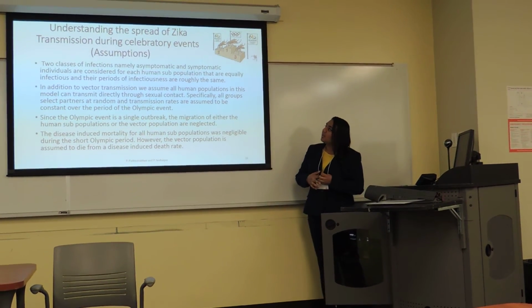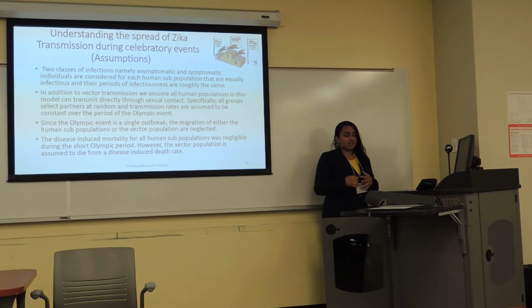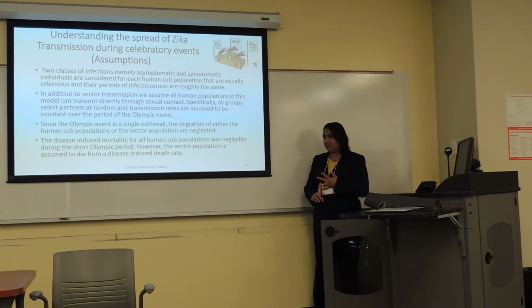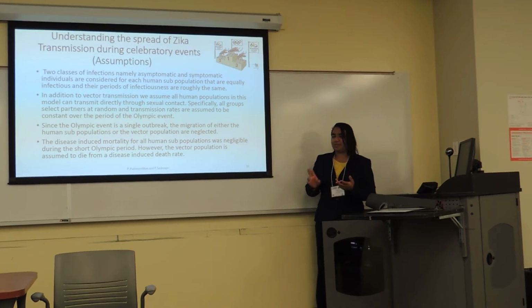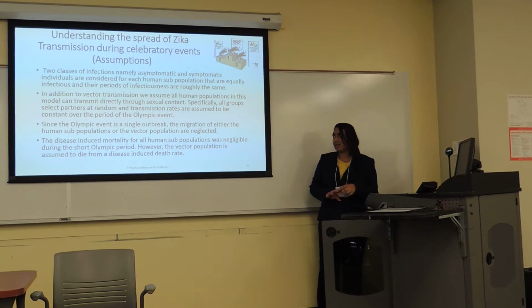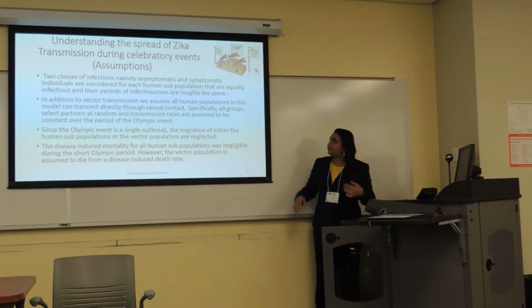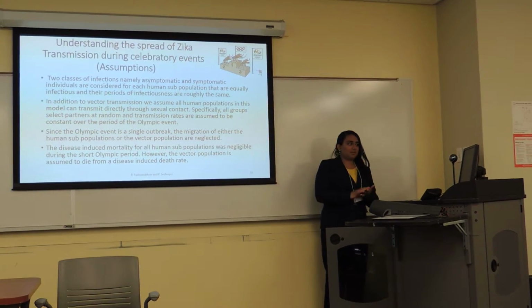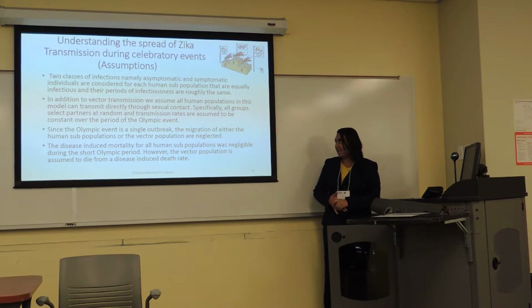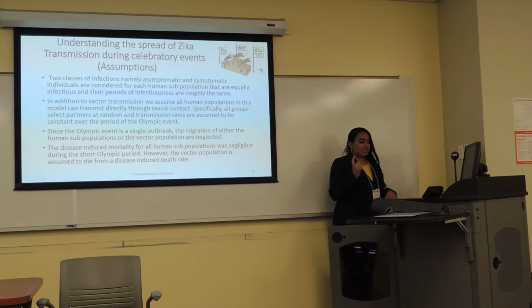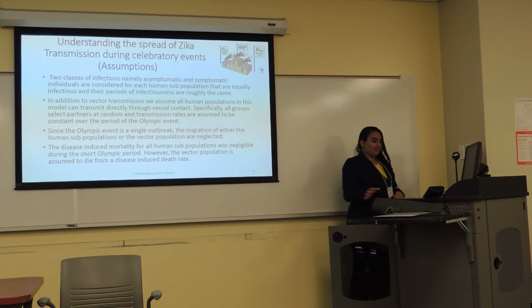And so here what we did differently was that we considered 3 populations: a visitor population going to Rio, a native population of Rio, and a population of sex workers in Rio. So again, we're looking at both sexual and direct contact, and we're also looking at the disease death rate for the vectors, but not for the humans.